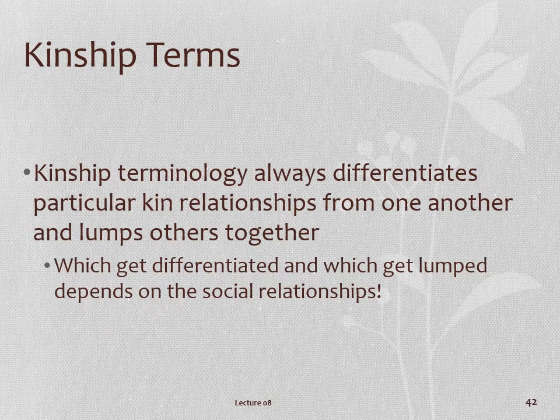Kinship terminology always lumps certain kinds of kin relationships together under the same term, while differentiating other relationships with their own labels. Which genealogical relationships get lumped together, and which get their own unique kin term, depends on the social relationships involved and the descent system in place. Your textbook uses the example of how kin terms designate the parent's generation to demonstrate how different kinship terminology systems work.